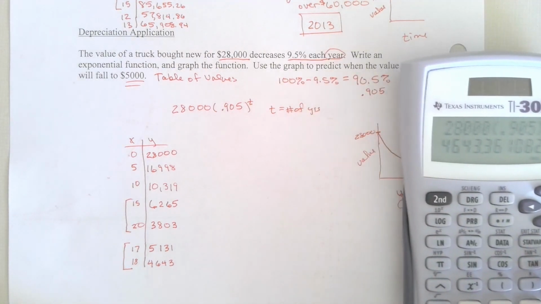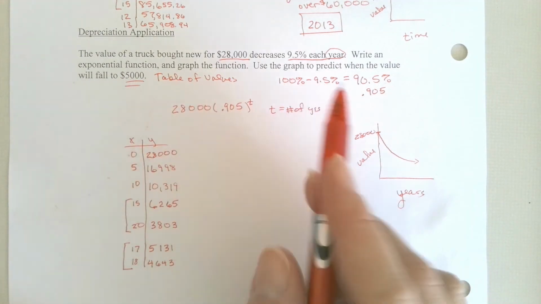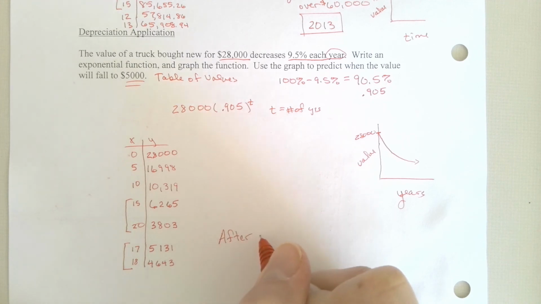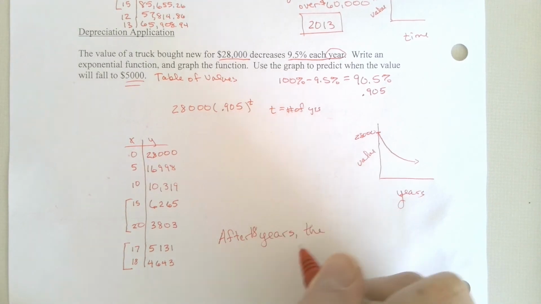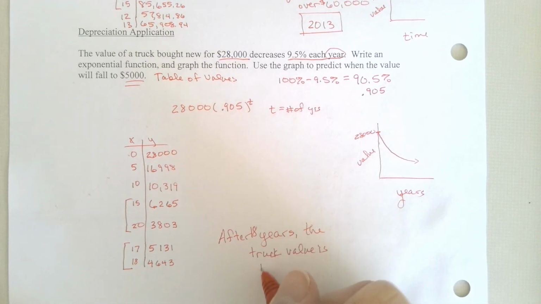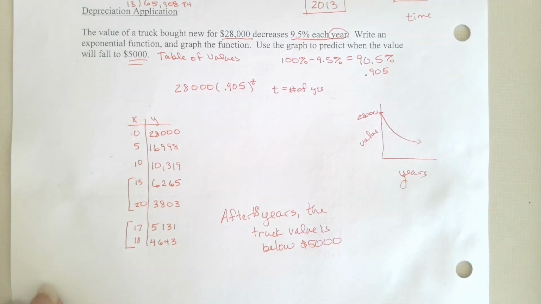So use the graph or a table to predict when the value falls. Well, we don't know what year the truck was bought, so we know that after 18 years, the truck value is below $5,000. So we know that it happens between years 17 and 18. So if we want to get more specific, we could start trying putting in 17.5, 17.25, or 17.75, and we could get a little more specific.